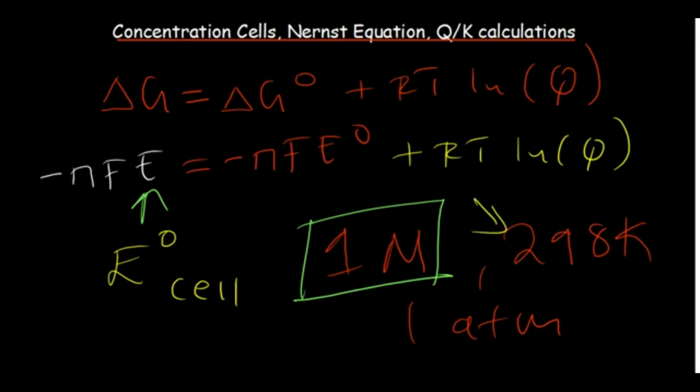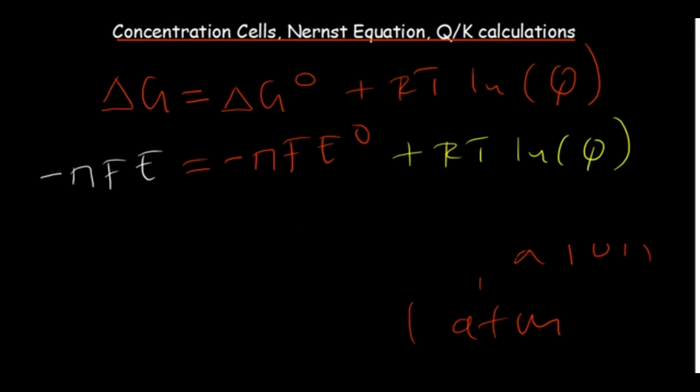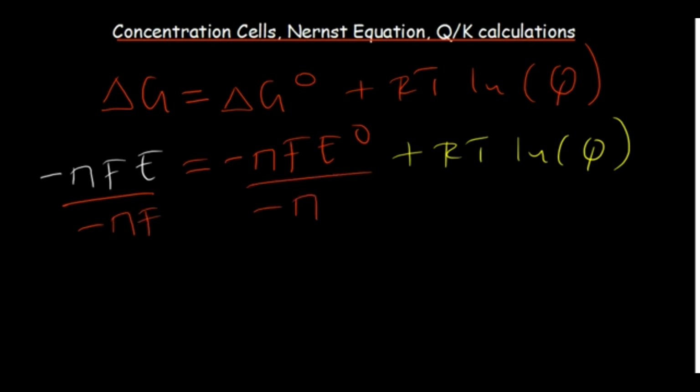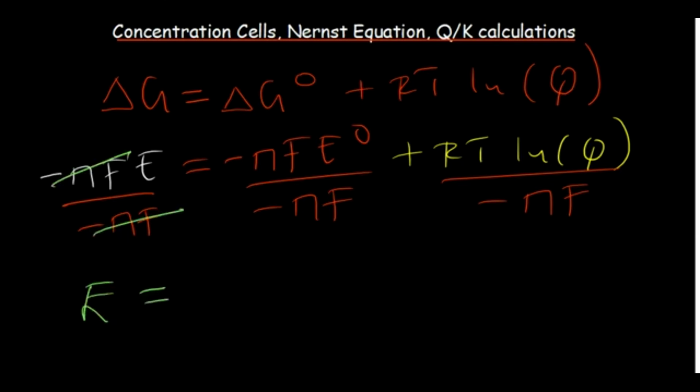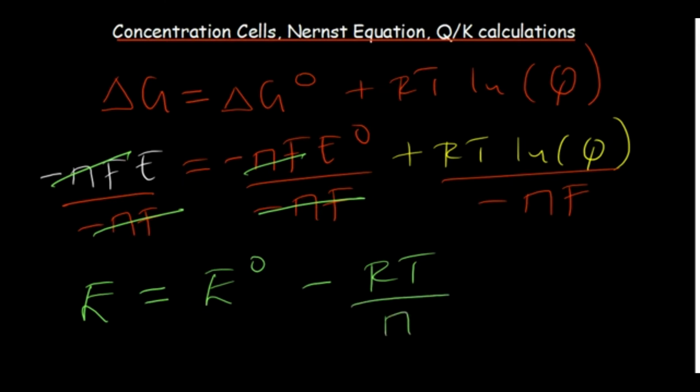So we are trying to come up with an equation that will help us do all those calculations. We make the cell potential the subject, so we divide everything on both sides by nF. Now you notice that we remain with the non-standard cell potential on one side. The other side has the standard cell potential, and then a negative RT over nF, times the natural log of Q.